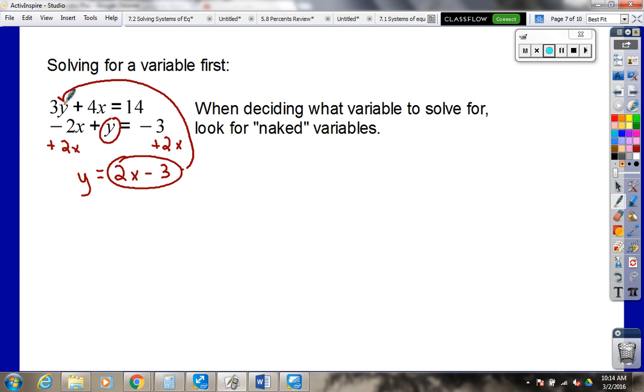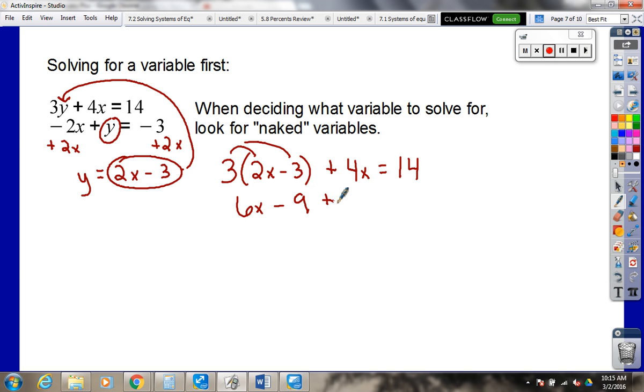So I'm going to put it in for y there. Okay, so I have 3. Because y equals a lot of things, I need to use parentheses. This means 3 times y. So 3 times y is equal to 2x minus 3, plus 4x equals 14. Distribute. So it's 6x minus 9 plus 4x equals 14.